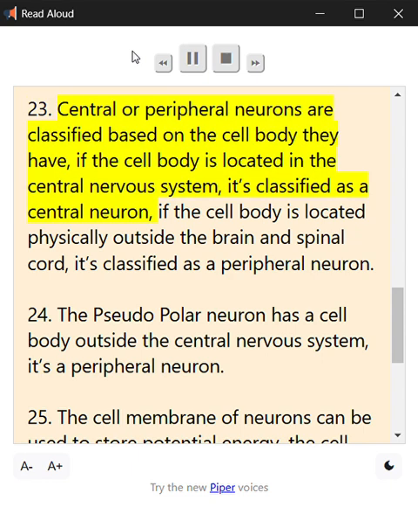23. Central or peripheral neurons are classified based on the cell body they have. If the cell body is located in the central nervous system, it's classified as a central neuron. If the cell body is located physically outside the brain and spinal cord, it's classified as a peripheral neuron. 24. The pseudo-unipolar neuron has a cell body outside the central nervous system, so it's a peripheral neuron.